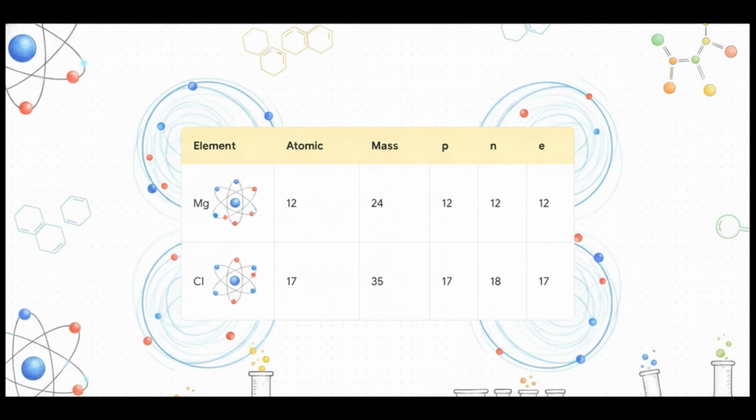Now, let's look at chlorine. Atomic number 17, mass number 35. Protons are 17. For neutrons, we just subtract 17 from 35, leaving us with 18 neutrons. And the electrons? They perfectly mirror the protons at 17. As you can see, this formula just works perfectly every single time.